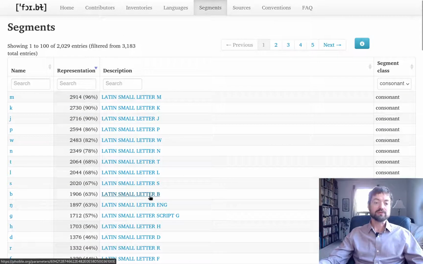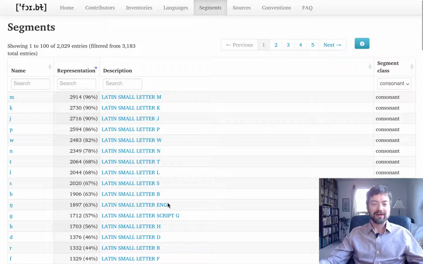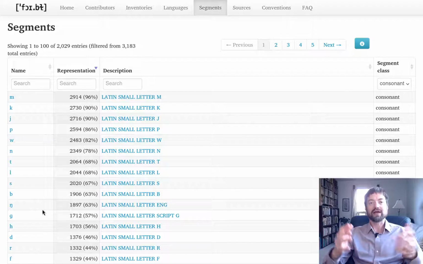Then you have B. I'm surprised B is not even higher. B, similar to M, the plosive version of an M, very popular simple letter. You can see it as another good baby letter. Eng here is similar to an N, but made with the back of the tongue. Also more popular than we might imagine from English. So in English, of course, we see it in the word English itself.